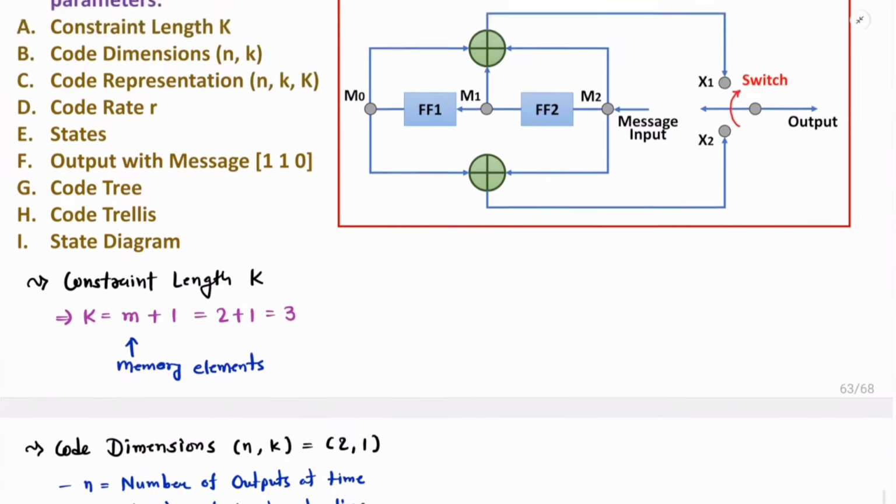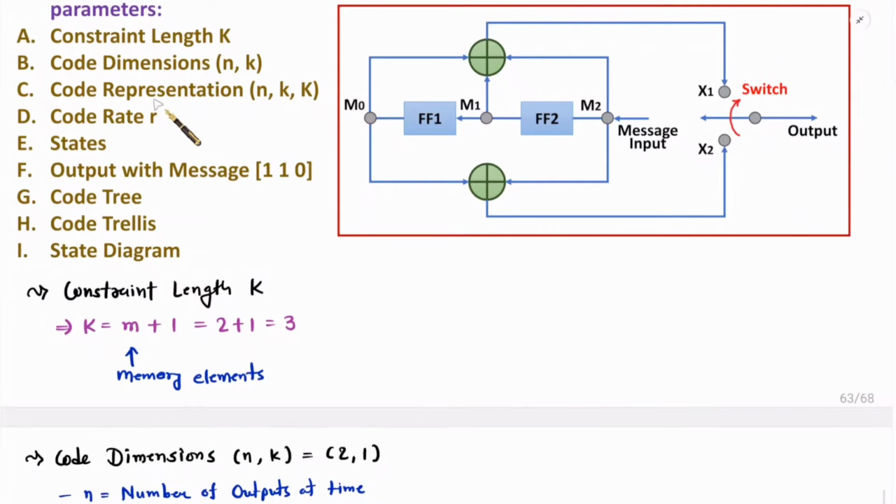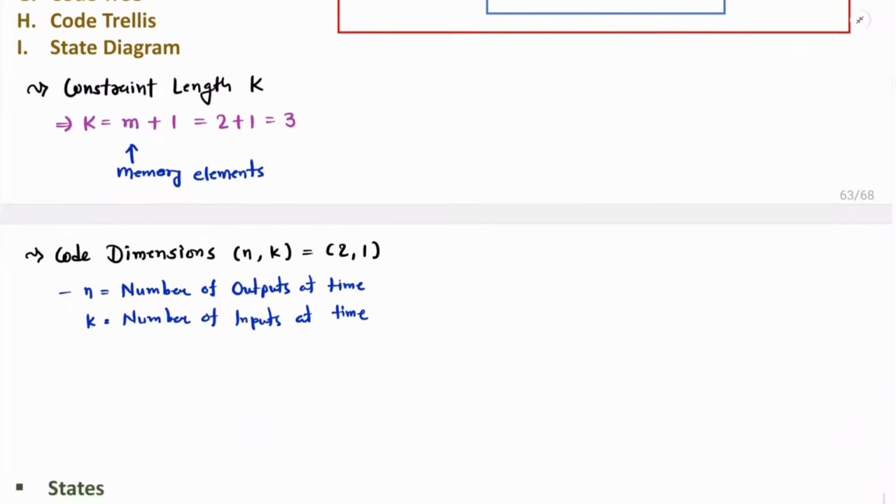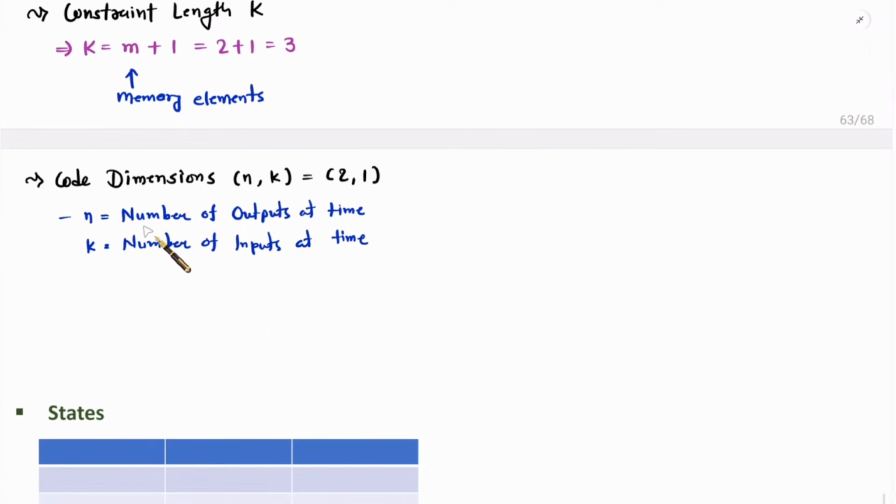Now let me explain next parameter, that is code representation. See, code representation is small n, comma small k, comma capital K. I have told you capital K is constraint length and n comma k is based on number of outputs and number of inputs. Here small n is 2, small k is 1 and capital K constraint length is 3. So code representation is 2, 1, 3, right?